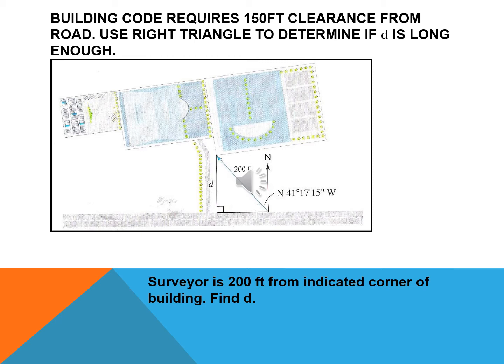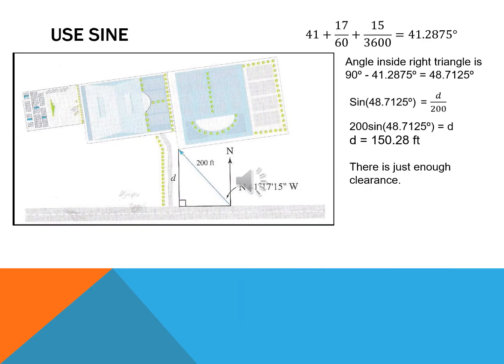The angle that we need is actually the complement of that measured angle. So first we're going to need to take 90 degrees and subtract the 41 degrees, 17 minutes, and 15 seconds. And then once we have that angle, we can use sine, which involves the opposite side and the hypotenuse, to figure out the length d, which will tell us if we have enough clearance. In order to correctly subtract that measured angle from 90 degrees, we want to turn it into its decimal degree form.